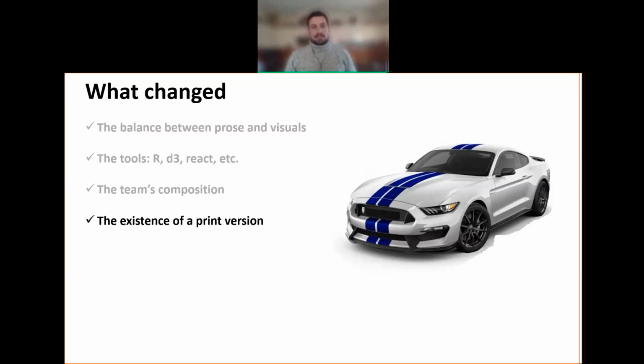And finally, what has changed is the existence of the print version. That was a big change, and I think that's a trend that is probably going to continue, having more and more publications that are online only. But this is the first time that we were doing a fully online version of a publication of the reach of the SDG Atlas.